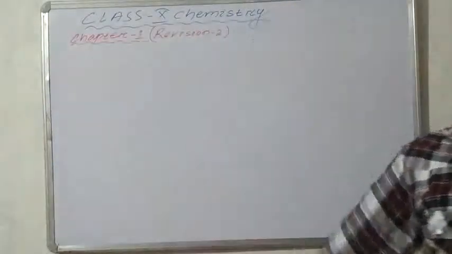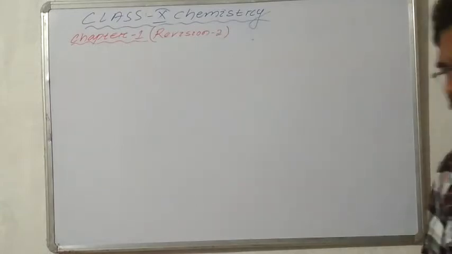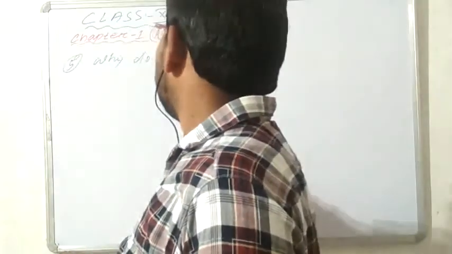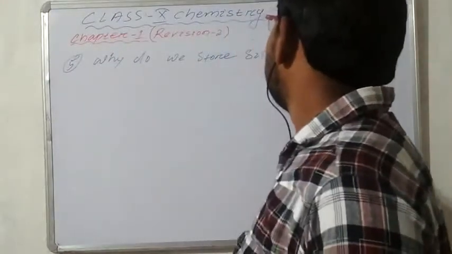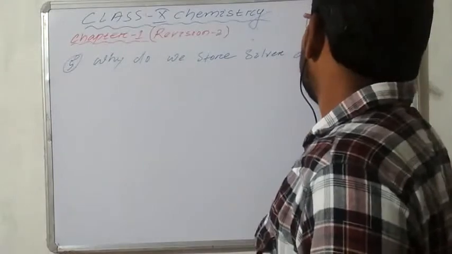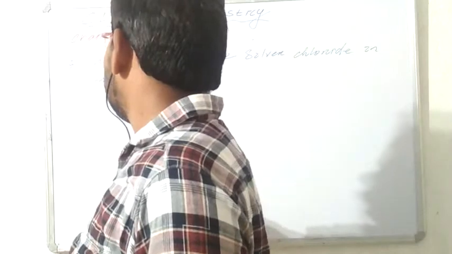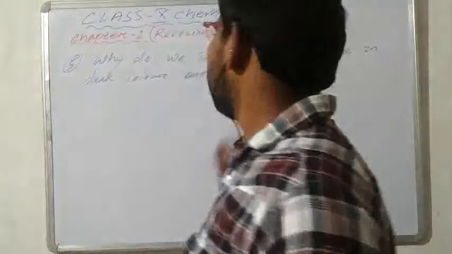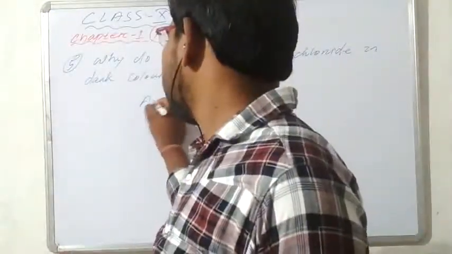So question number 5 is: why do we store silver chloride in a dark color bottle? Okay. Silver chloride. What is the formula of silver chloride? That is AgCl.